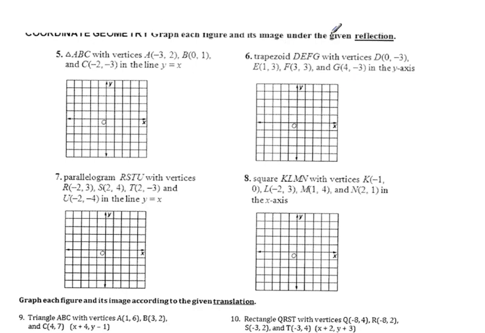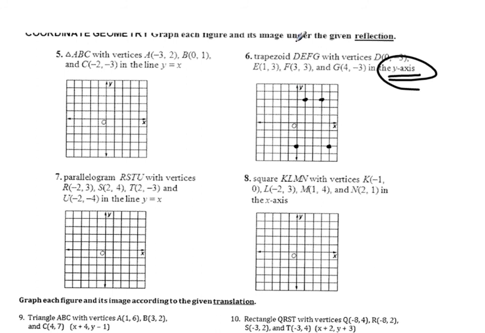Okay, number 6, we have a trapezoid and it wants us to graph under the given reflection, so we want to graph it in the y-axis. So we have vertices 0, -3, E is 1, 3, F is 3, 3, and G is 4, -3. And it wants us to reflect it in the y-axis.